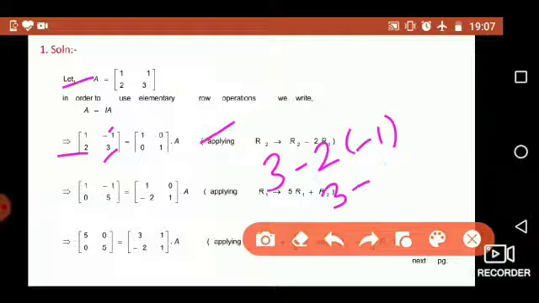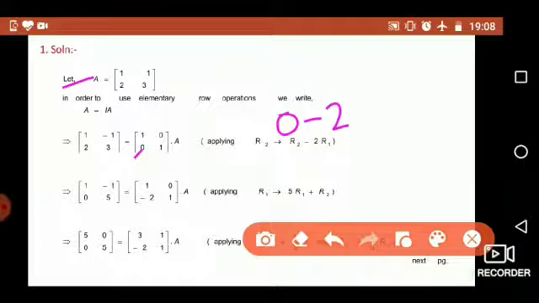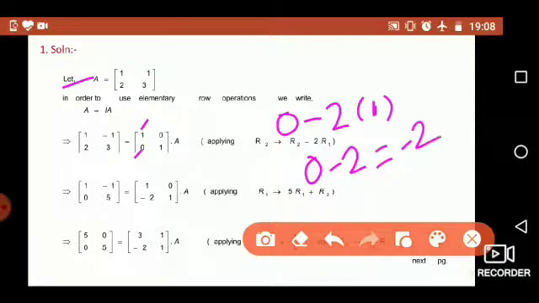Similarly, we will apply the same sequence of row operations to the right hand side. Then we get the first row of the right hand side remains the same, 1, 0. And the second row can be written as R2 changes to R2 minus 2 times R1. Therefore, R2 element in the first row is 0, minus 2 times, according to the row operation, the corresponding element of the first row, which is 1. Therefore, 0 minus 2 is equal to minus 2.